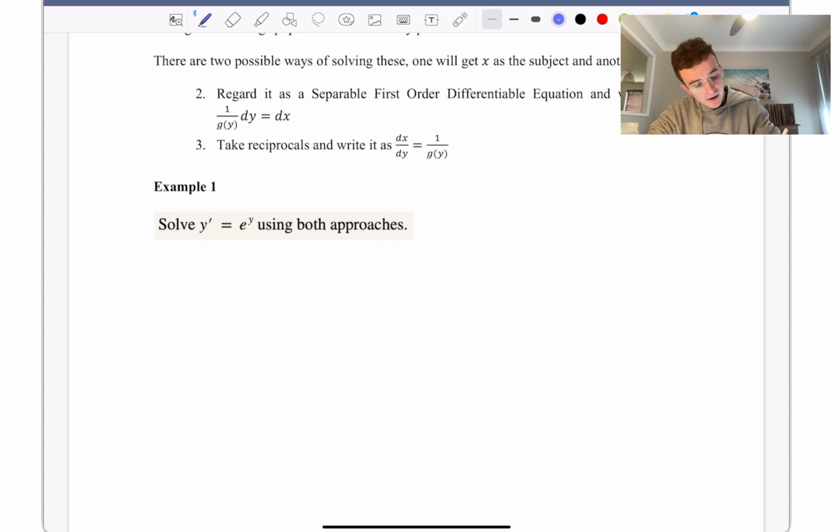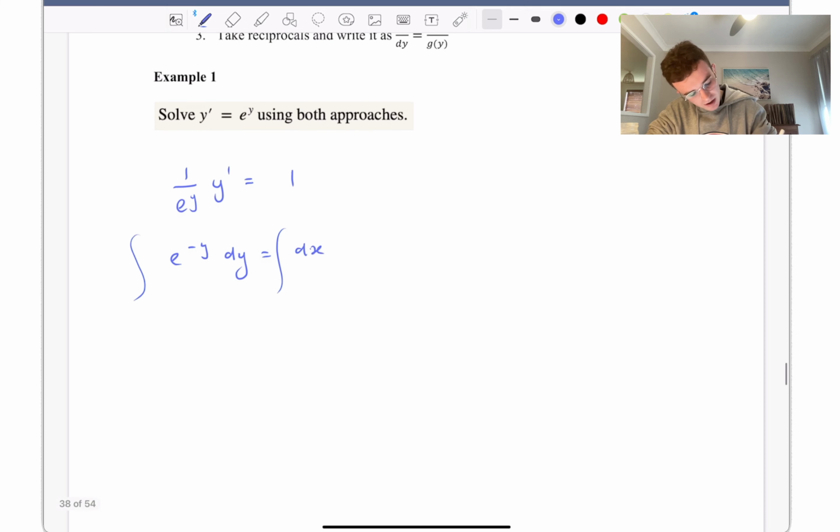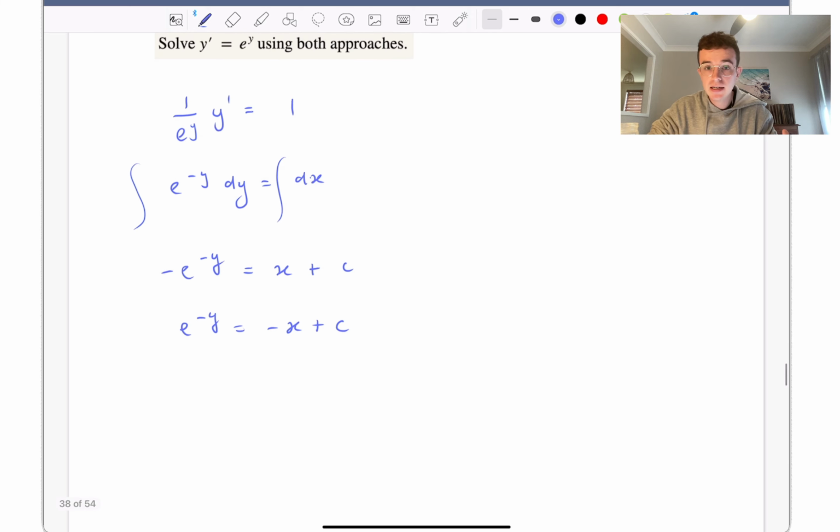So example number one, we're going to divide the e^y to the other side of y dash, so 1 on e^y y dash is equal to 1. So e to the minus y dy is equal to dx. Integrate both sides, we get minus e to the minus y is equal to x plus c. Take the negative over to the other side, e to the minus y is equal to minus x plus c. Again, we don't need to make that c negative because it's just a random constant.